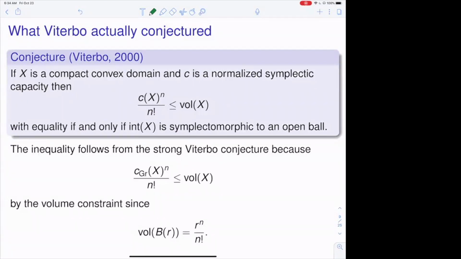So it says that a normalized symplectic capacity is maximized, if you fix the volume of the domain, for the ball. And for anything else where the interior is not symplectomorphic to a ball, the capacity is smaller.